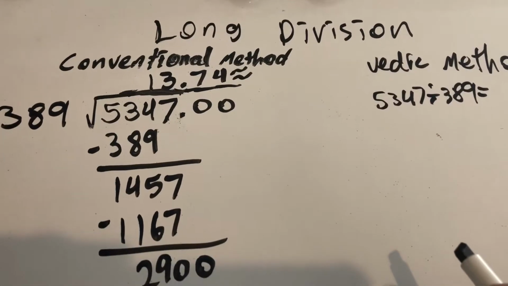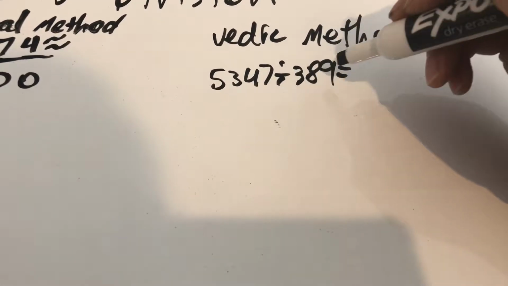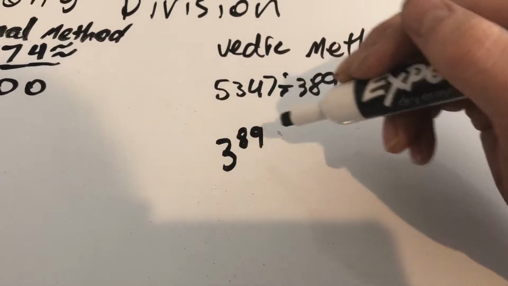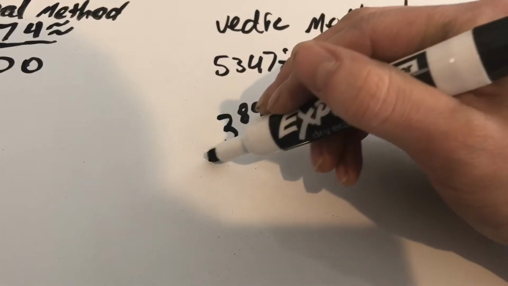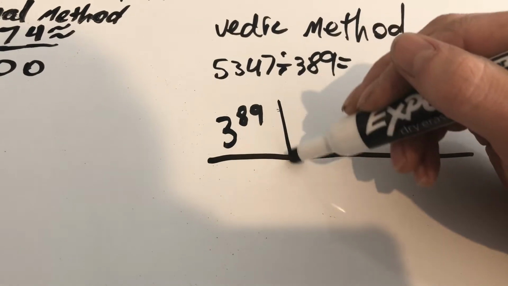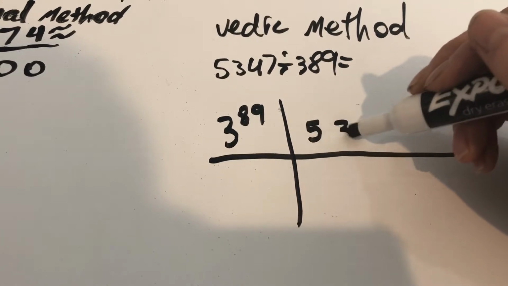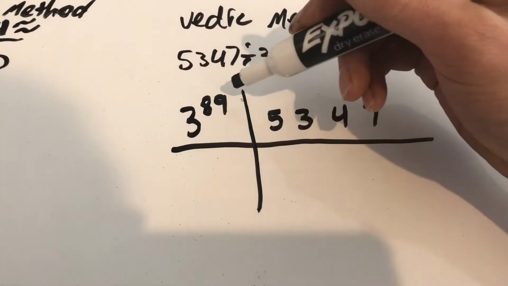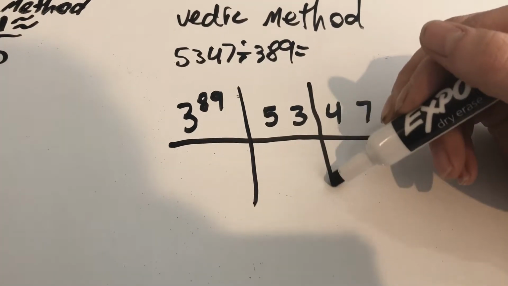Now the next one will be the Vedic method. Here's how this works. First, we want to write 389 as 3 here and 2 small numbers in the exponent, 8 and 9. Those will be represented as flags. First flag 8, second flag 9. We make a line across here. Then we write 5, 3, 4, and 7. Since there are 2 flags, we put a line across 2 digits over.